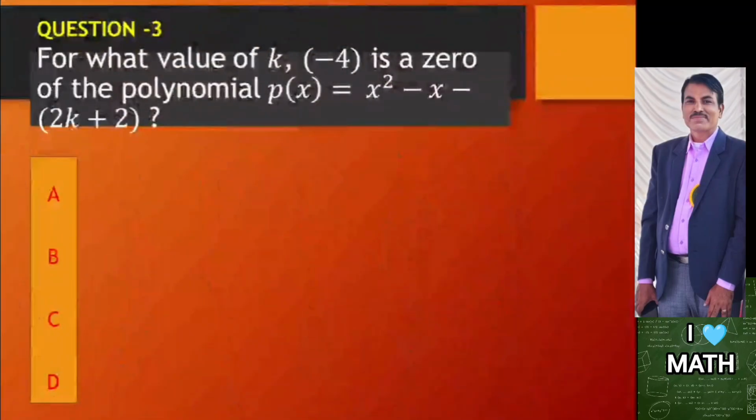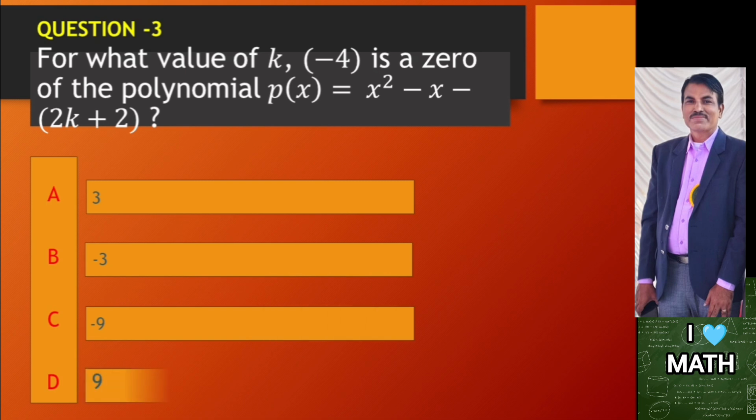For what value of k is minus 4 a zero of the polynomial p of x equal to x square minus x minus 2k plus 2? Here are the 4 options. You can work out. Pause the video and work out and select the option to note down. Moving on to question number 4.